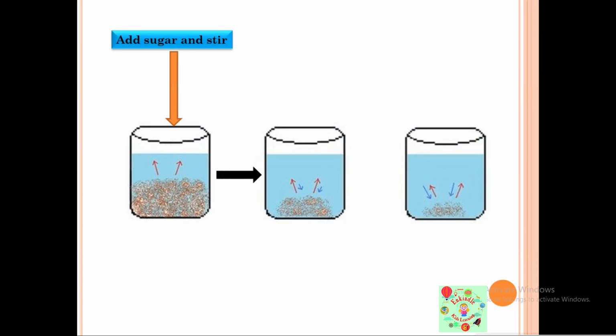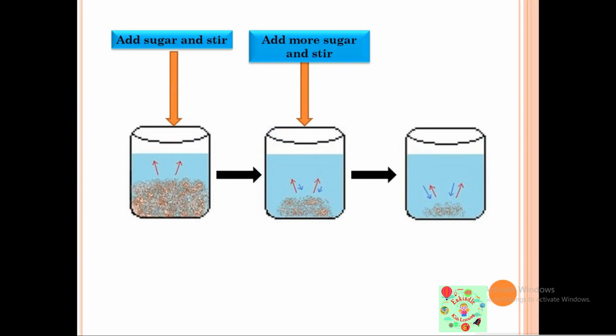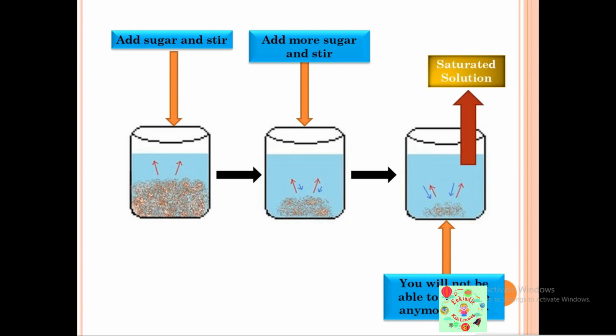Once the sugar gets dissolved in your water, add some more sugar into it. Again keep stirring. It gets dissolved, right? Keep adding small quantity of sugar and stir well. At a point, you will notice that you will not be able to dissolve any more sugar. This solution where you cannot dissolve any more solute is called a saturated solution.